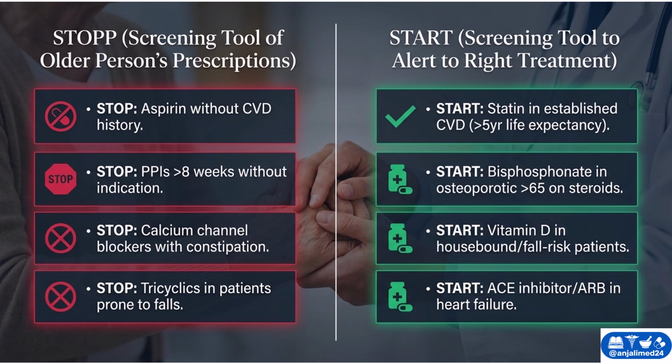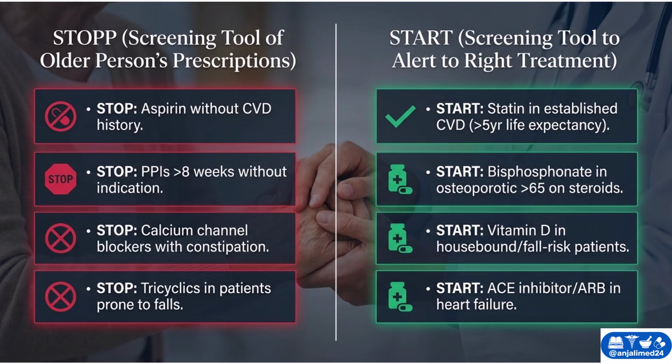Now let's move to the right side, the START criteria. START stands for Screening Tool to Alert to Right Treatment. Unlike STOPP, the START framework identifies beneficial medications that are often omitted in elderly patients. For example, statins should be considered in patients with established cardiovascular disease who have a reasonable life expectancy. Omission of evidence-based cardioprotective therapy may worsen long-term outcomes.